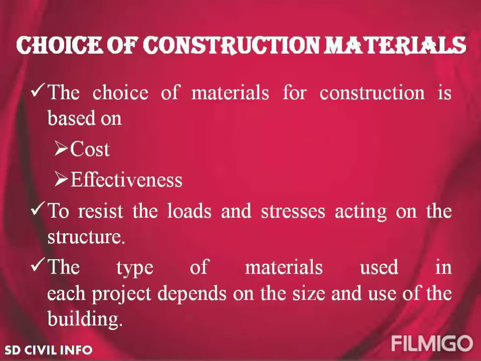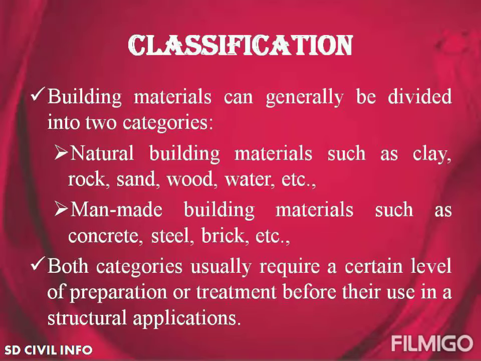These materials are to be selected so that they have the capacity to resist the loads and stresses acting on the structures. The type of material used in each project depends on the size and use of the building. Generally, building materials can be divided into two categories: natural building materials and man-made building materials.